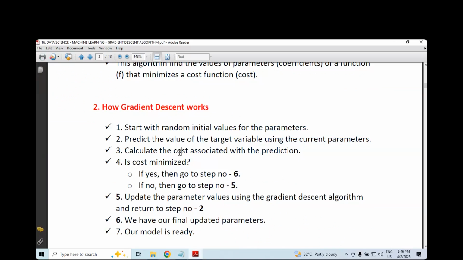Calculate the cost, which means the error. Now it's the right time to check whether the error is minimized. If yes, go to step number 6: we have our final updated parameters, stop the training. If no, go to step number 5: update the parameters. Once you update the parameter values, go to step number 2, which is prediction, cost function, checking the error. The process keeps going.